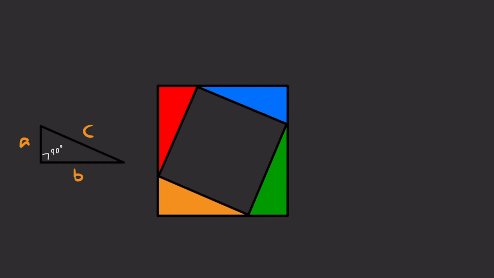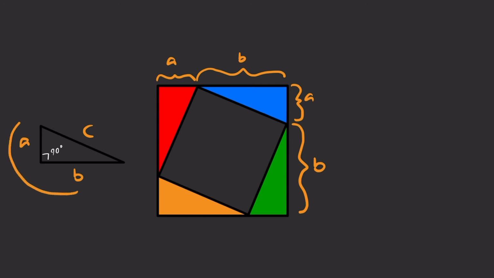Then we can see that this part is equal to A, this part is equal to B, this part is equal to A, and this part is equal to B. That is because all the triangles inside the big square are of the same size as the original one. Then we draw another square of the same size as the first square.